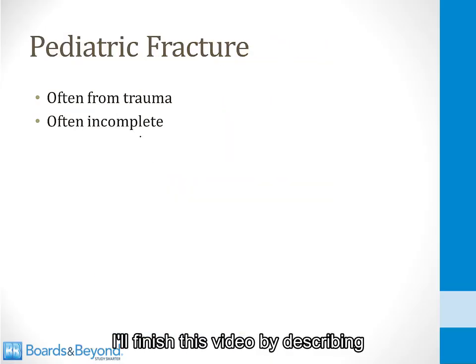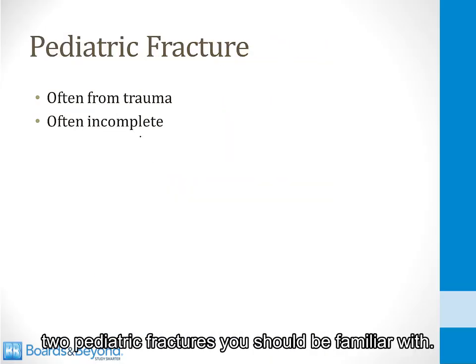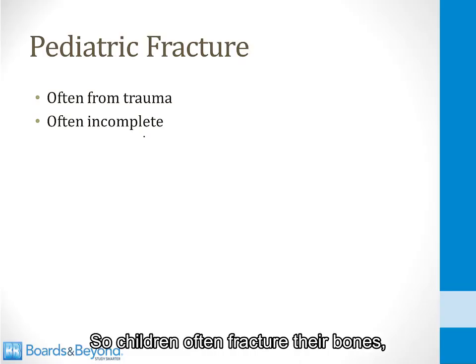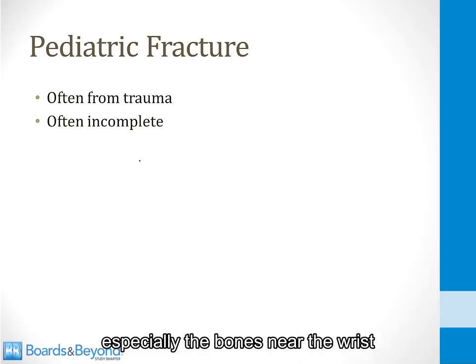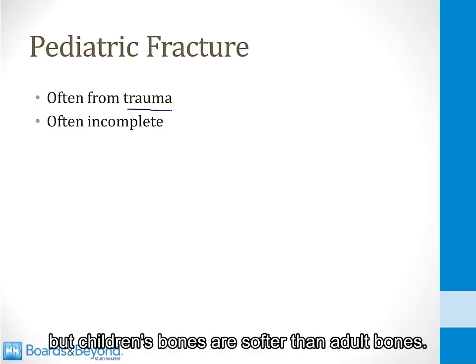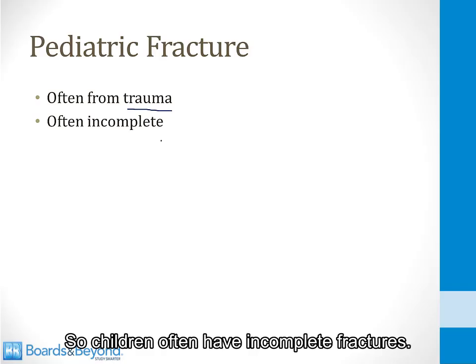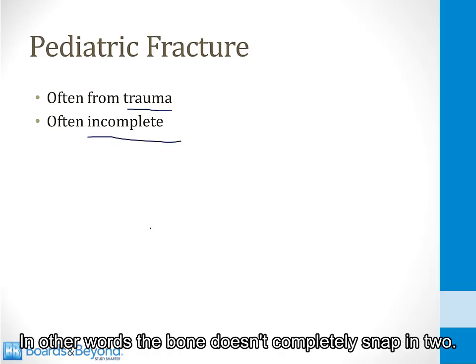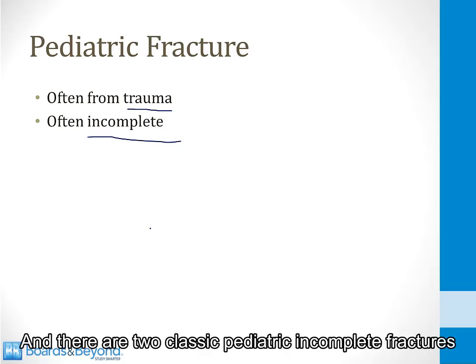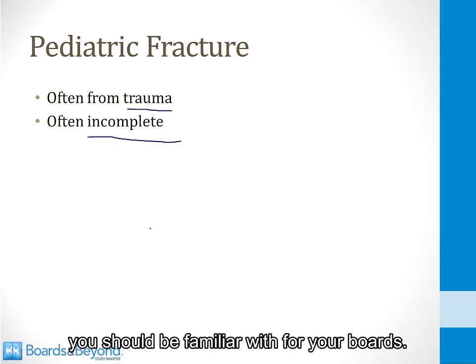I'll finish this video by describing two pediatric fractures you should be familiar with. Children often fracture their bones, especially the bones near the wrist and in the forearm, from trauma, but children's bones are softer than adult bones, so children often have incomplete fractures. In other words, the bone doesn't completely snap in two. And there are two classic pediatric incomplete fractures you should be familiar with for your boards.